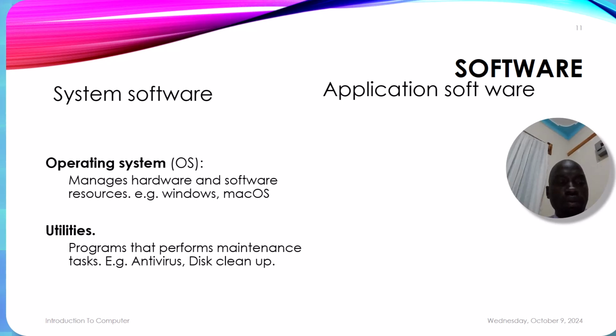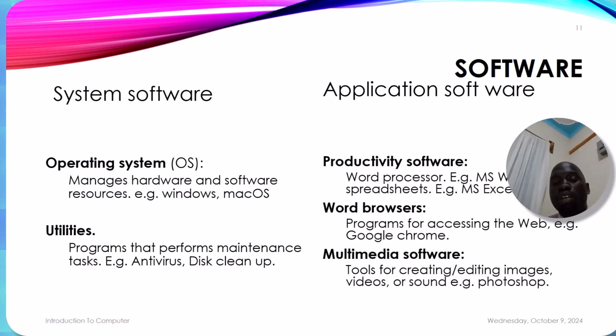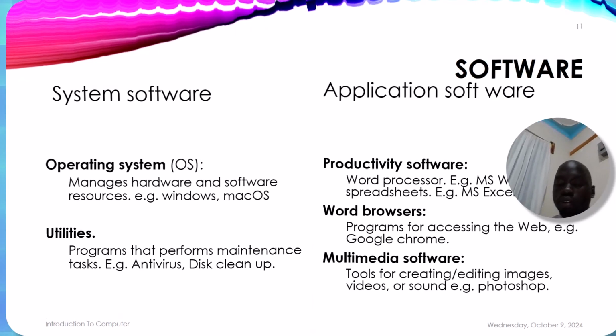System software includes the operating system, which manages hardware and software resources, for example, Windows and MacOS. We also have utility programs that perform maintenance tasks, for example, antivirus, disk cleanup, and all that. Then we have application software. One is productivity software. We have web browsers, for example, a program for accessing the web, such as Google Chrome. We also have multimedia software.